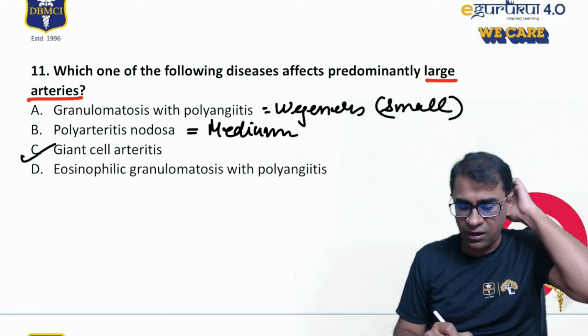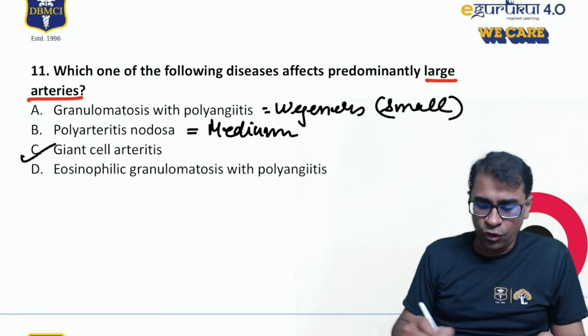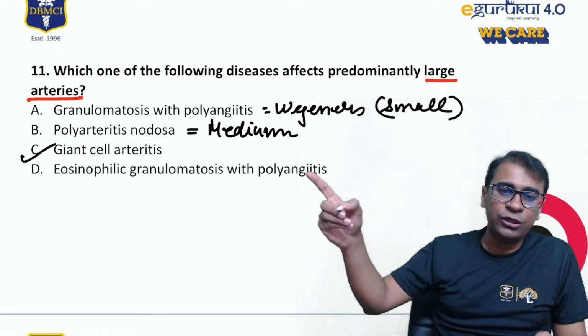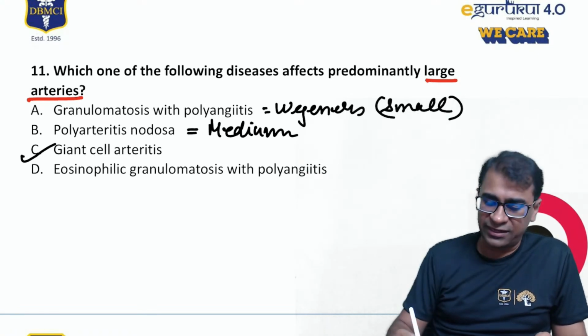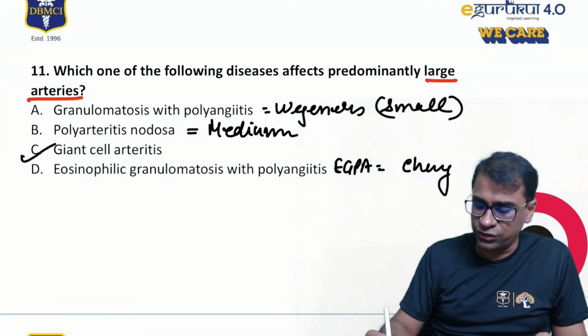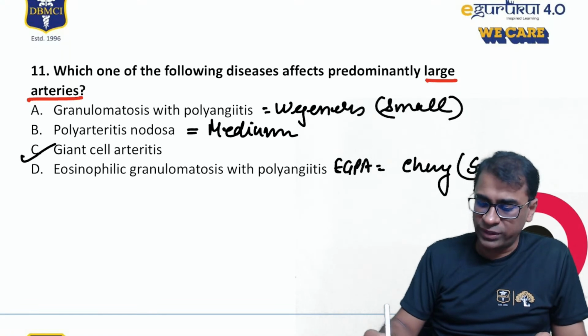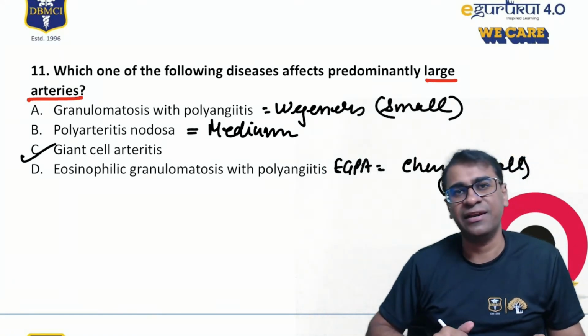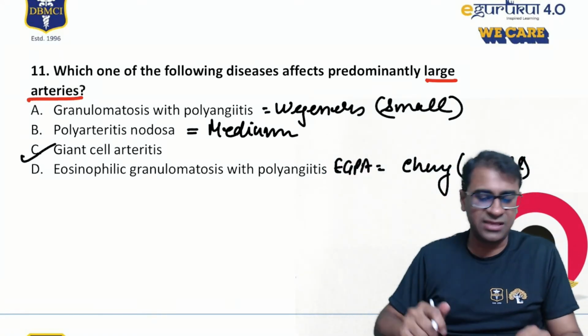This is the answer. Large vessel, that is giant cell arteritis, also called temporal arteritis. And eosinophilic granulomatosis with polyangiitis, that is EGPA, it is actually Churg-Strauss syndrome. It's also a small vessel vasculitis. The right answer is very clearly C here.